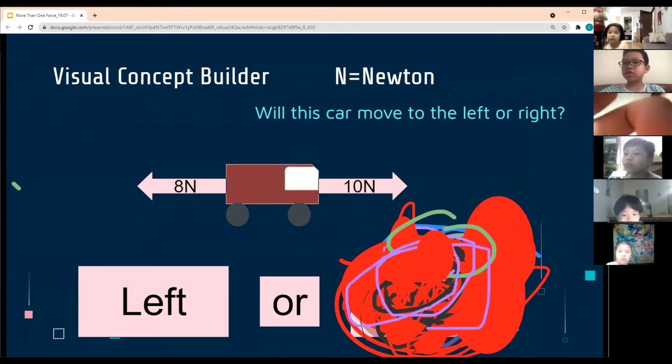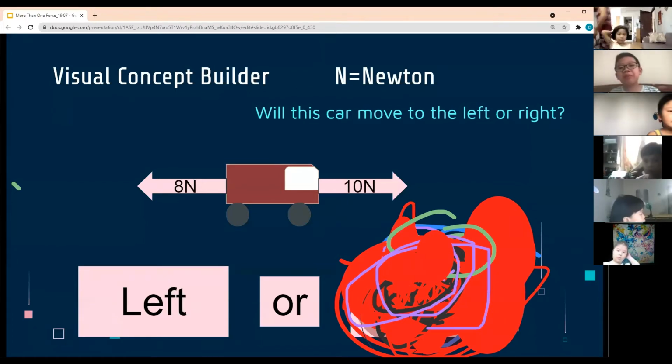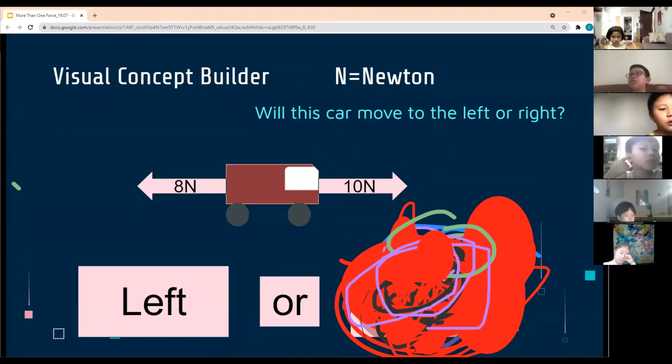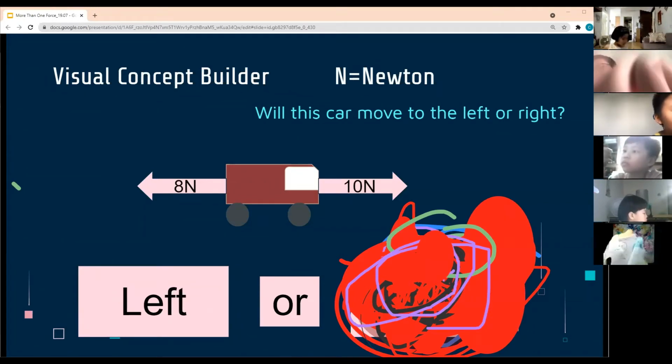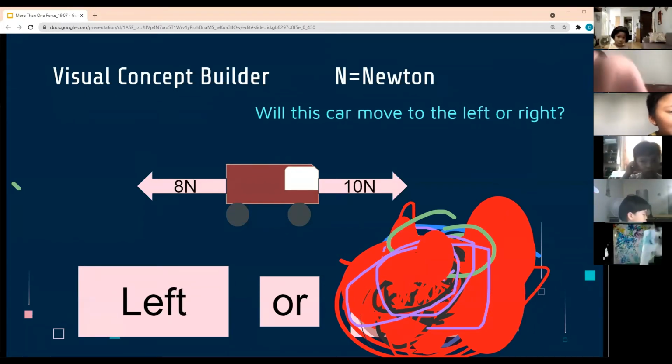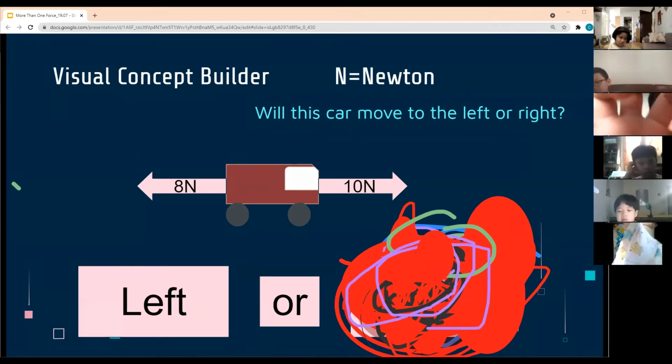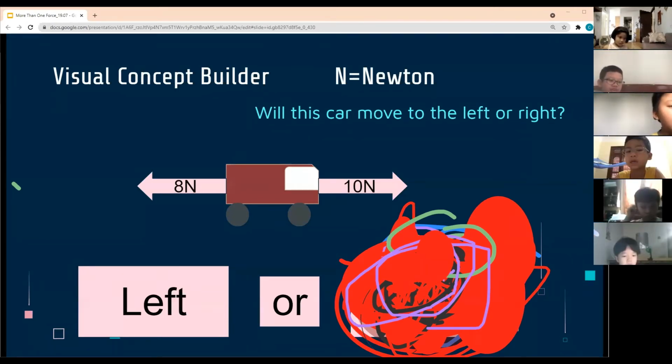Now let me call on one of you. Let's have Blue Moon. How'd you know it was going to move to the right? Because the right is more Newton. 10N is larger than 8N. Yes. And the object always moves in the direction of what? The larger force or smaller force? Larger force. The larger force. Very good. Good job, guys.